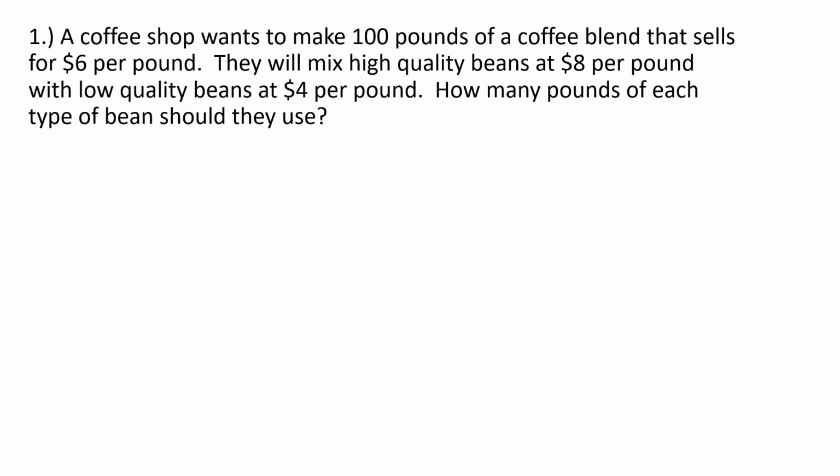Okay, so a coffee shop wants to make 100 pounds of a coffee blend that sells for $6 per pound. Not crazy. They want to sell their own personal blend, and they have a price point set. Now they're going to mix some high quality beans that are $8 per pound with some lower quality beans that are $4 per pound. And the question is, how many pounds of each type of bean should they use?